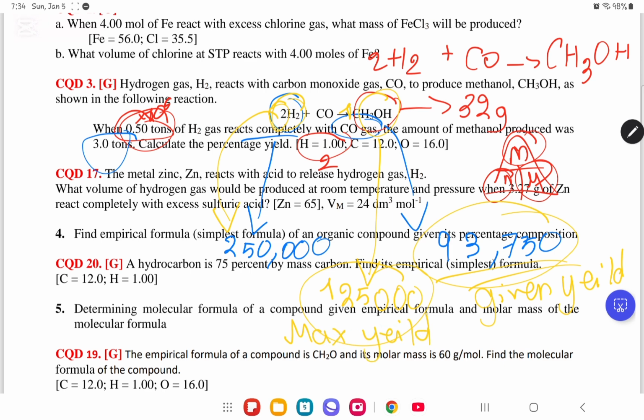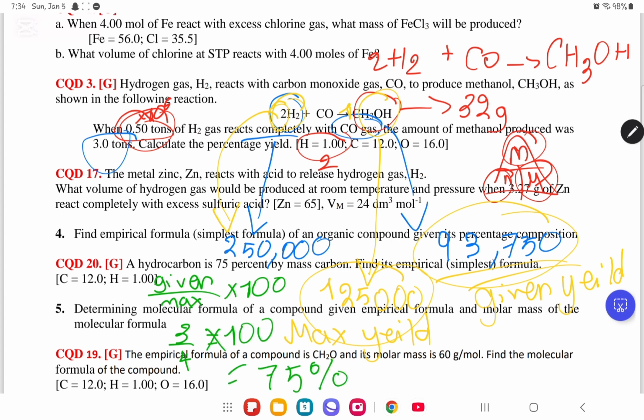Now we have our maximum yield. So we found our maximum yield and we have our given yield. Very simply, we can now find the percentage yield. What is the percentage yield? It's the given yield divided by the maximum yield multiplied by 100. Our given yield is 93,750 divided by the maximum yield, which is 125,000. We then get 3/4. But don't forget to multiply it by 100, and then you get 75%. So the percentage yield in this case is 75%.